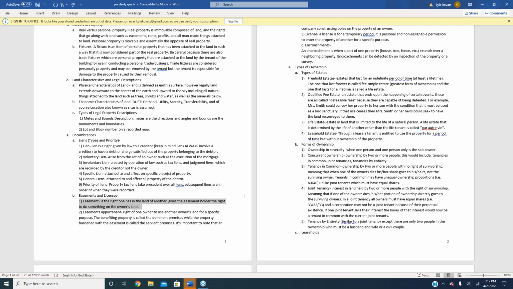The dominant premise would be John. John benefits from this because now he can cross over somebody else's property. He has the right to do so. So in an easement, you have one party who benefits from it and one who is burdened by it.